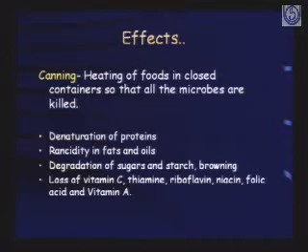Canning. It is a very drastic heat treatment where foods are heated at a very high temperature in closed containers to kill all the microorganisms. Again, it denatures proteins, that means changes the structure of proteins. Rancidity means it produces an off odor in fats and oils, degrades sugar and starch and leads to loss of vitamins.